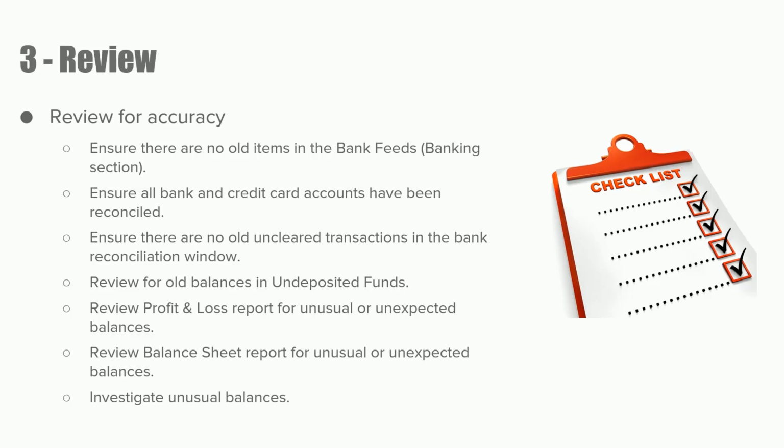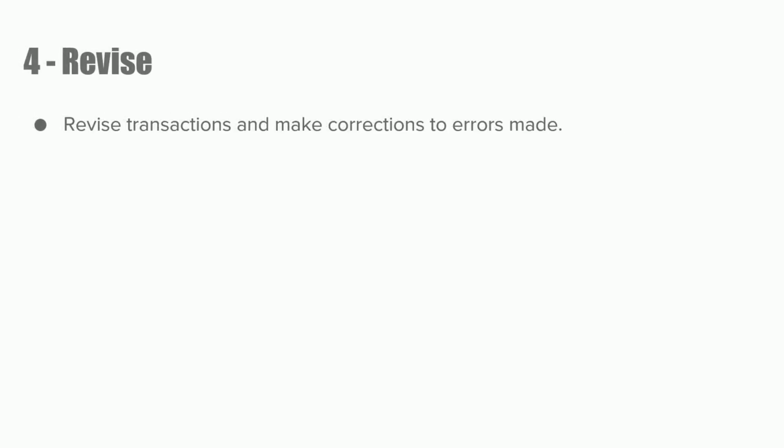We'll review the profit and loss report for unusual or unexpected balances. And we'll also review the balance sheet report for unusual and unexpected balances. And we'll need to investigate any unusual transactions or balances that you might see in the books. Once we do this review, the next step is to revise. So based on the review that we do, we may need to make some corrections. So let's take a look at a quick example of what that looks like.